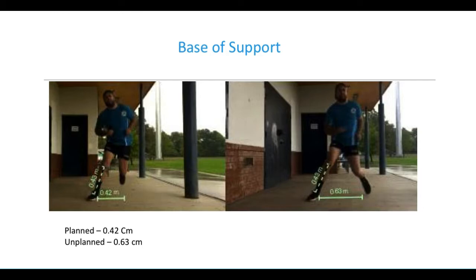A comparison between the base of support between the planned and unplanned sidestep shows approximately a difference of 21 centimeters. This is due to the fact that when Jackson planned to step, he knew which leg would become his support leg, and his back foot was already in a position to continue running.